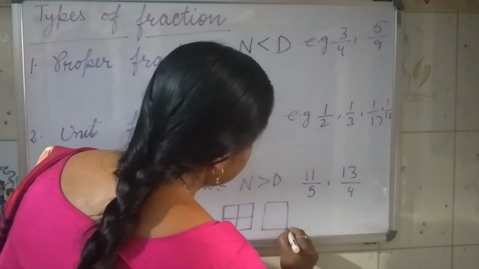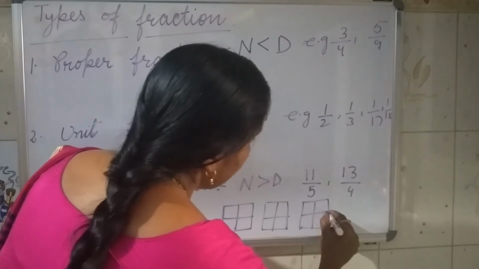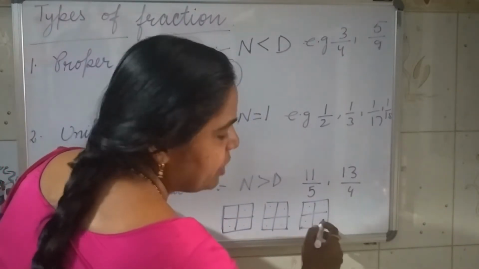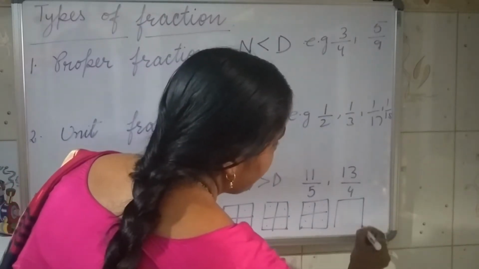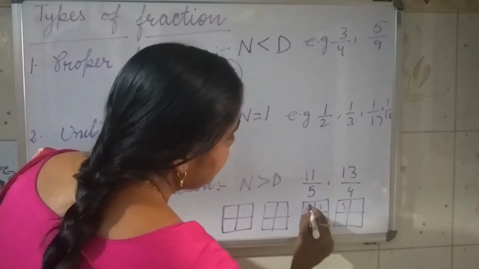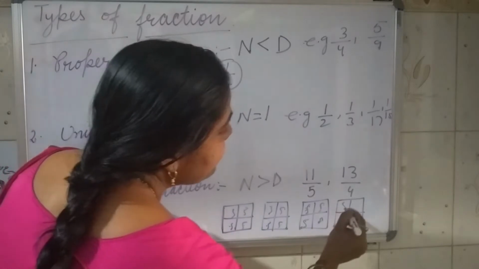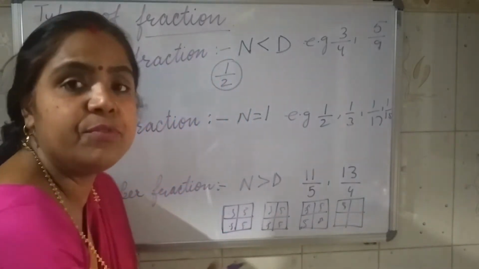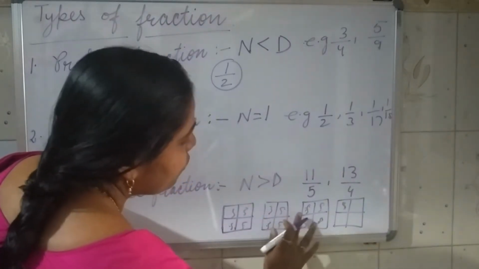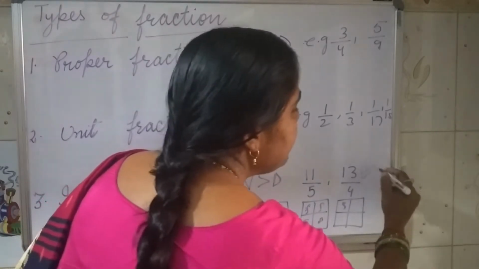So if I take these 2, then the third one also, this 3. So 1, 2, 3, 4, 5, 6, 7, 8, 9, 10, 11, 12. And one more. So if I take all these shaded parts, and when we count, since the denominators are the same, all are 4. So it is a like fraction. So 4, 4, 4. So 4 threes are 12 and 1 more is 13. So this is 13 by 4.